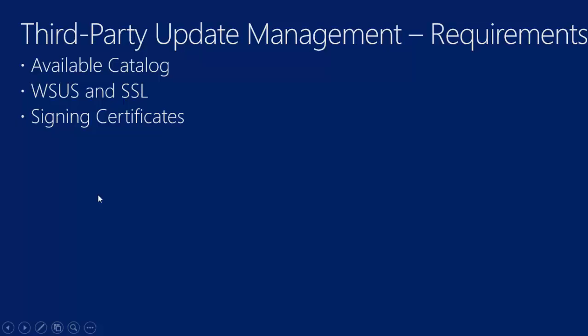Okay, so what are the requirements of third-party updates? These are just three big categories that I put out there. First, you need an available update catalog. Again, that catalog could be vendor provided, or one that is created custom by your developers or by IT. One thing about the catalog, and we'll talk about this a little bit more near the end, you'll see this as we get into some of the demos.